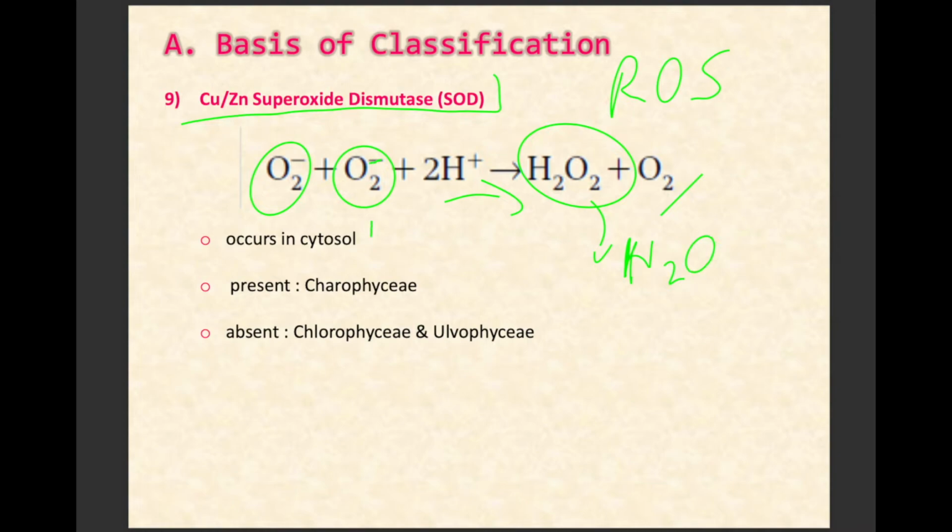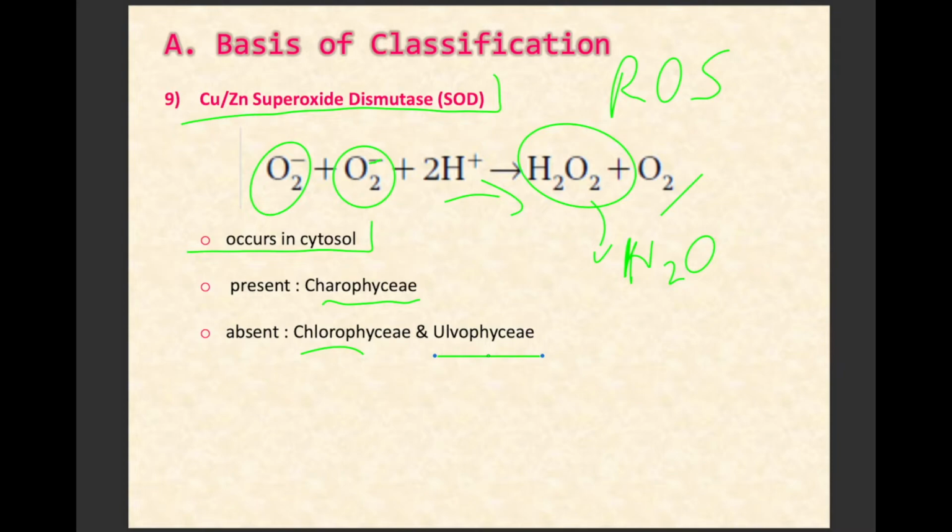So, nasa cytosol lang yan, yung mga superoxide dismutase na yan. Sa cases ng mga Charophyceae, they are very present and they convert this reactive oxygen into less reactive hydrogen peroxide. But in cases of your Chlorophyceae and Ulvophyceae, they are absent. So, bakit sa tingin nyo, bakit ganun? Bakit ganun, sir? Kasi kung isipin nyo, the charophytes, which are very related to your land plants, and land plants are living in land, no?